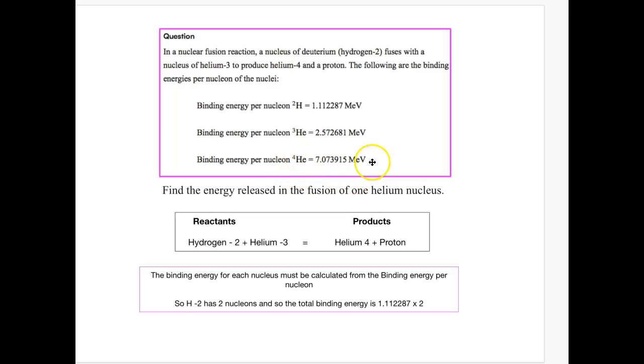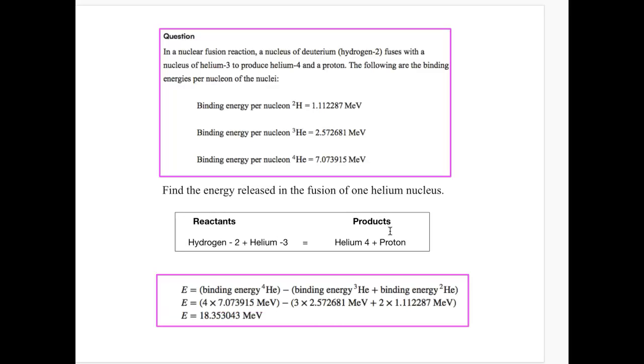Helium would be 4 times this value, and note the proton is on its own, so there is no binding energy here because we are not binding the proton to anything. Okay, so here you can see the difference calculation. Binding energy of helium, which is 4 times this value, minus the addition of the reactants' binding energy. And then your difference would be equal to 18.353043 megaelectronvolts. Now, can you please try question 6a?